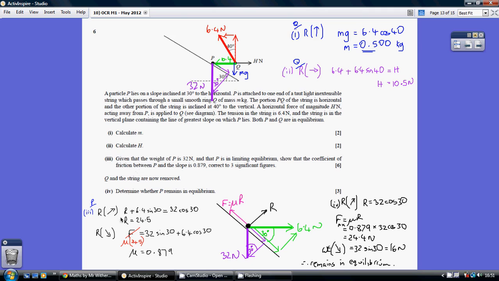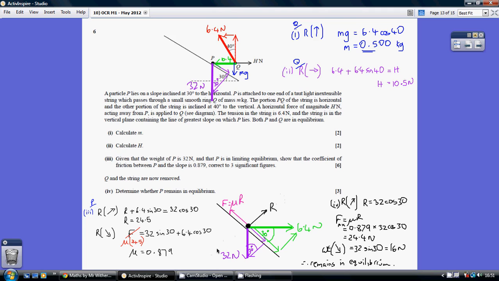So, let's start off by resolving perpendicular to the plane. We're purely doing this because we need to work out what R is, because R is a component of the friction. Friction equals mu R. So, in a minute, when we're resolving down the slope, we're going to need to know what R is. That's why we start off by resolving perpendicular to the slope.